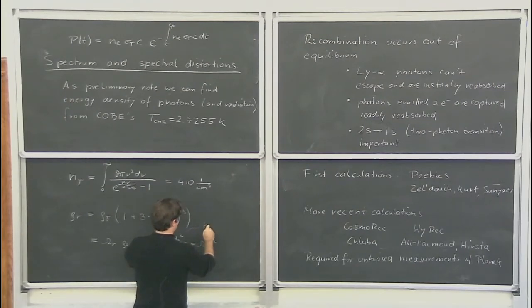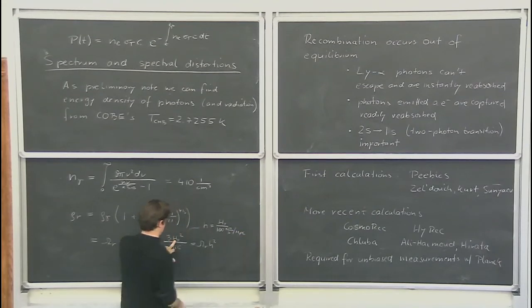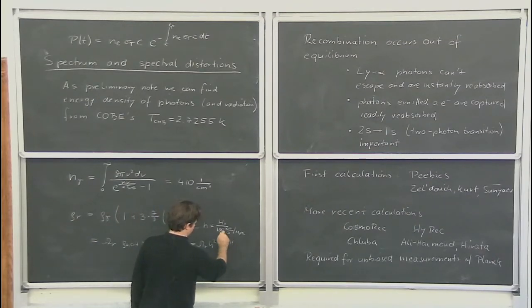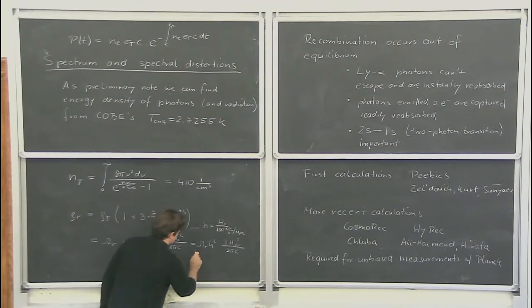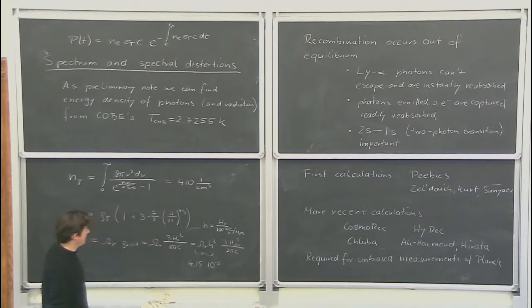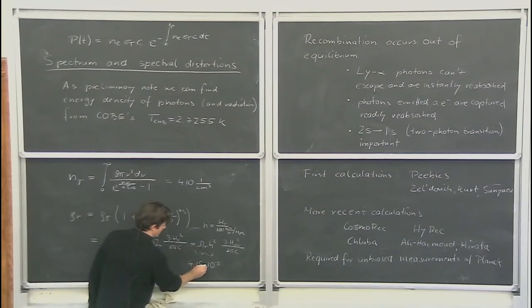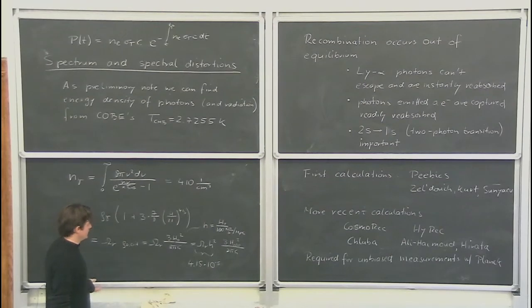So little h is H naught divided by 100 kilometers per second per megaparsec. So these are the funny units for the Hubble parameter. So it's omega radiation h squared, and then 3, and let me call this thing H100 squared over 8 pi G. So this is just some number, and we can calculate this number. So this translates for this parameter, which is the parameter that often comes up, as 4.15 times 10 to the minus 5. So this is the energy density for the radiation in the universe.